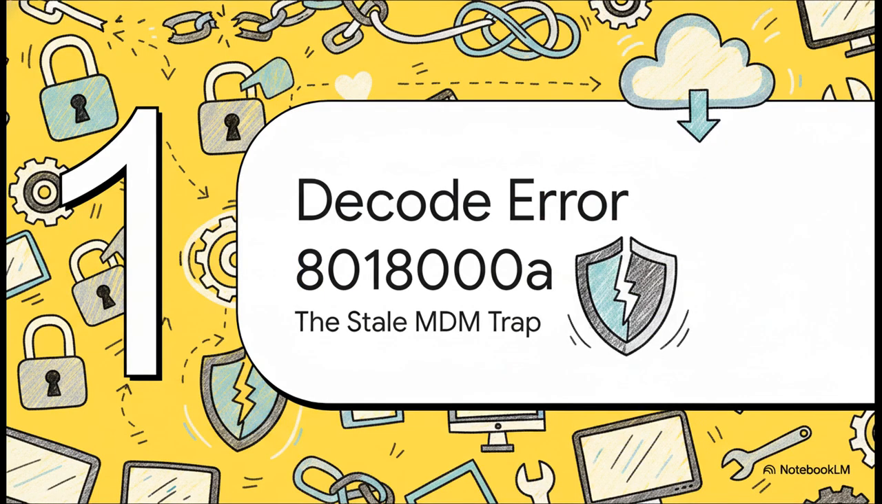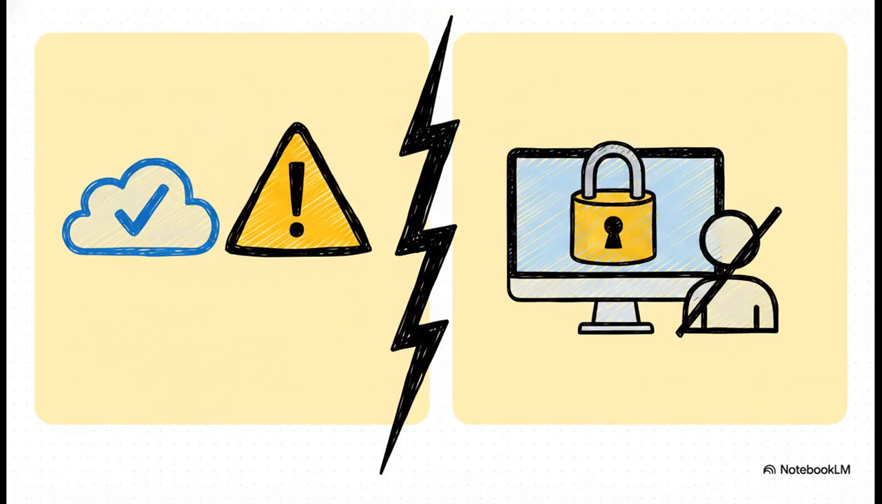All right, part 1. Decoding error 8018000A, the stale MDM trap. What we have here is a severe lifecycle mismatch. On the cloud side, the device state is showing Azure AD joined as yes, but those Intune actions, they're stuck on pending. Trying to re-enroll just triggers error 8018000A because, well, the device thinks it's already enrolled.